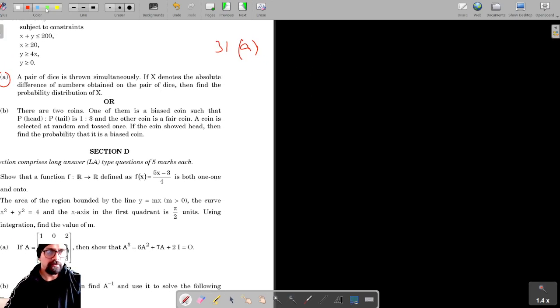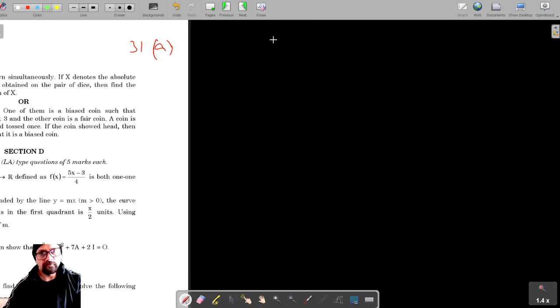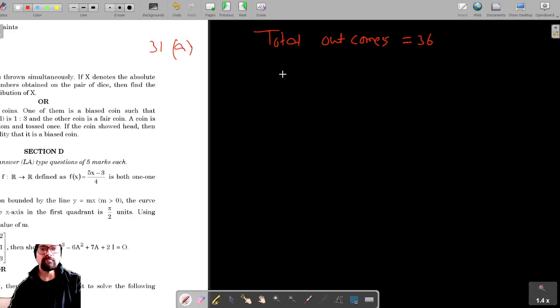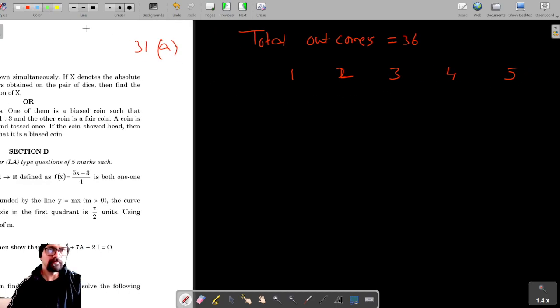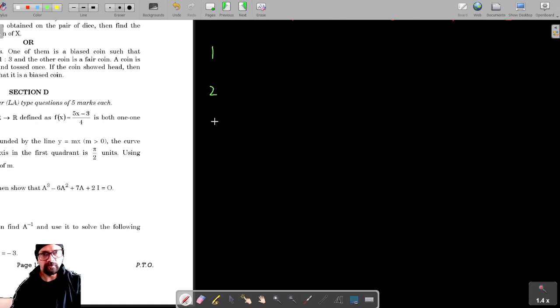This is a pair of dice, and the total number of outcomes for a pair of dice is 36. Let's say this is our first die with the numbers 1, 2, 3, 4, 5, and 6. And the other die has the numbers 1, 2, 3, 4, 5, and 6.